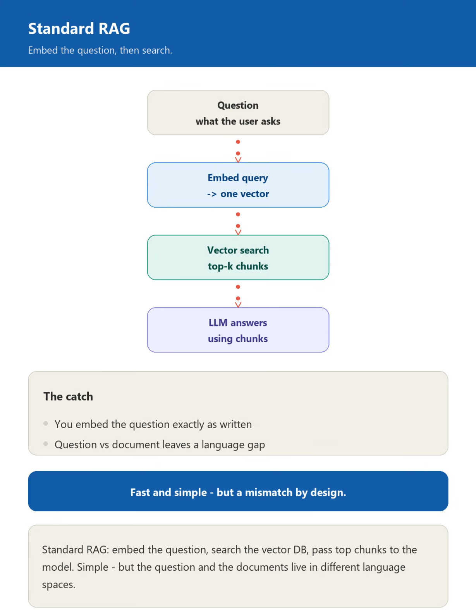Let's see standard RAG. The question is embedded into a vector, that vector searches your database, and the top chunks are passed to the model. Simple, but the question and the documents live in very different language spaces.